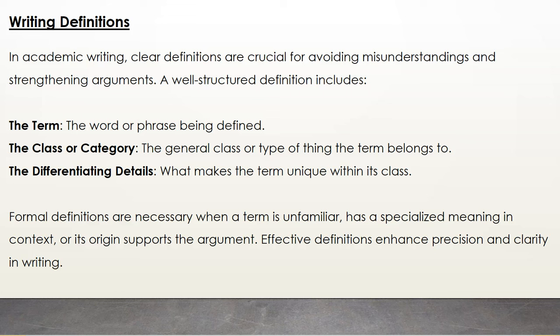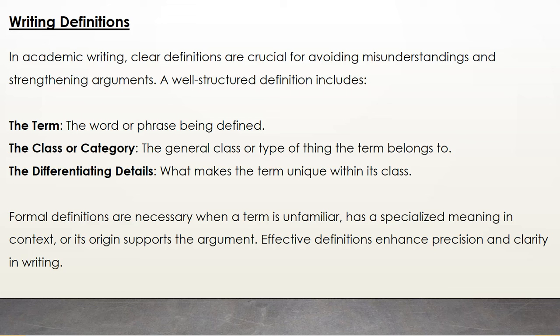It is primarily concerned with the celestial bodies. So that is the differentiating detail. Astronomy is a field of study that deals with the celestial bodies. So formal definitions are necessary when a term is unfamiliar and has a specialized meaning in the context, or its origin supports the argument. Effective definitions enhance precision and clarity in your writing.